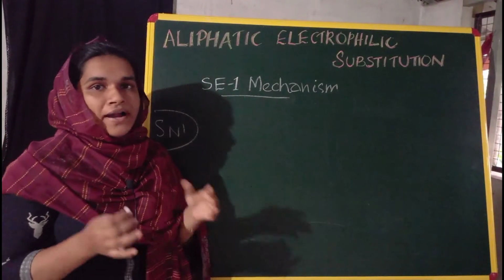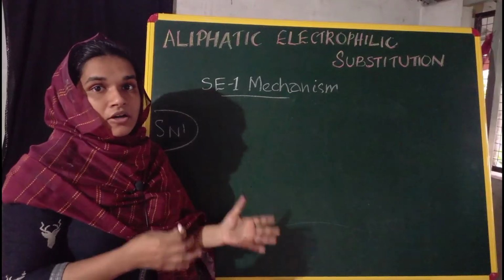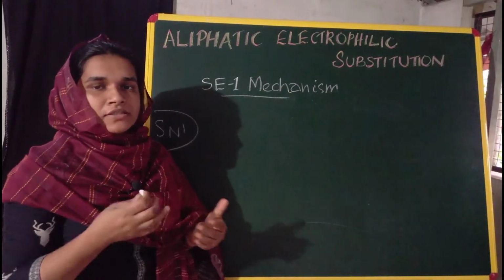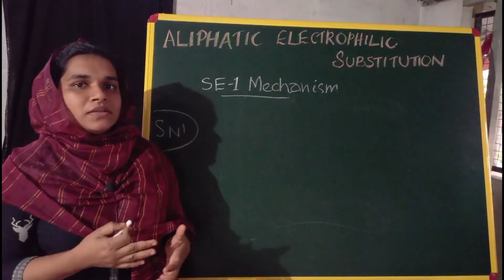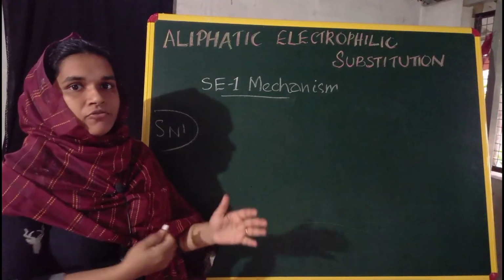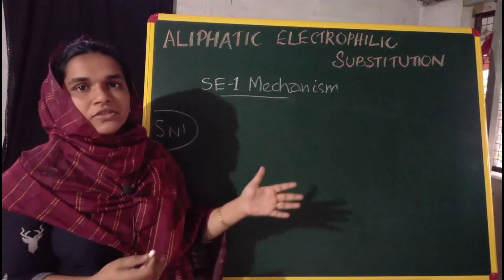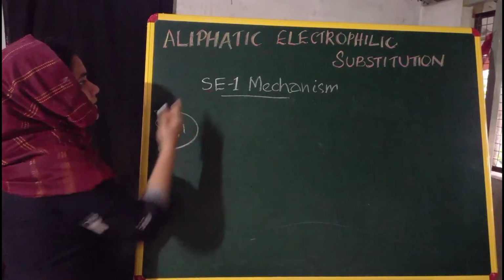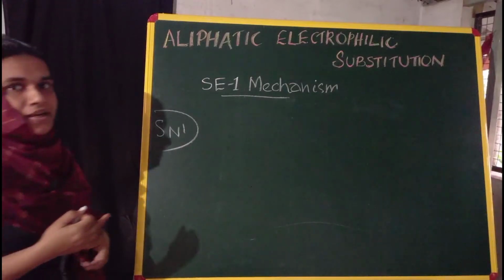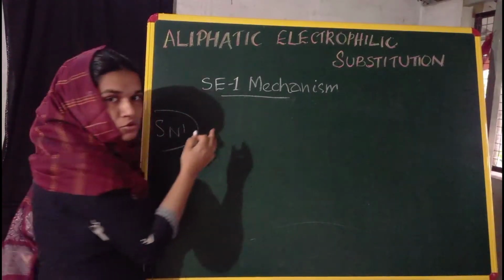First is slow ionization of the substrate to form a carbocation and a leaving group. Then the second step is the fast recombination of this newly formed carbocation and the attacking reagent. Similarly, the SE1 mechanism also has two steps.